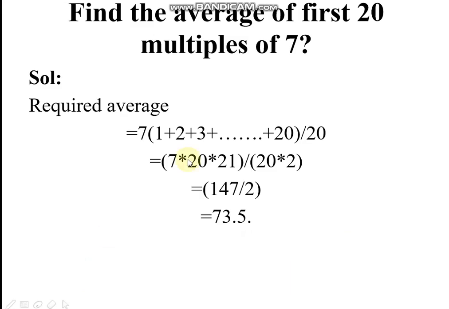Okay. Find the average of first 20 multiples of 7. So the required average is 7 into (1 + 2 + etc. up to 20). We can multiply by 7, so 7 into 210 divided by 20. So the answer is 73.5.